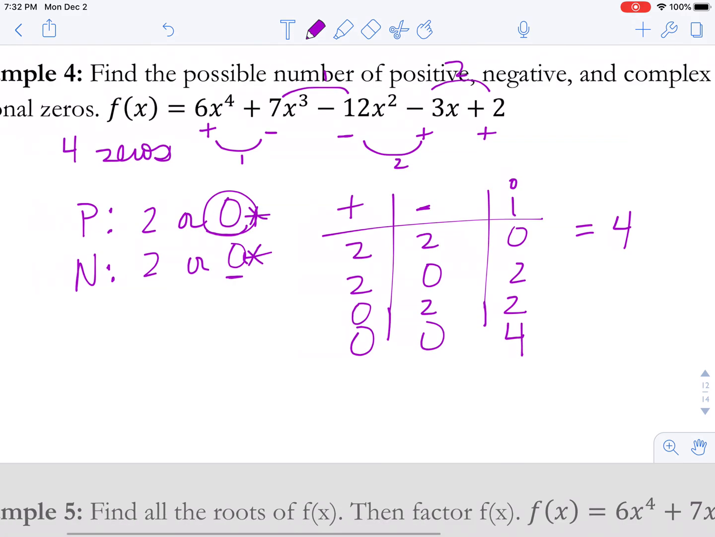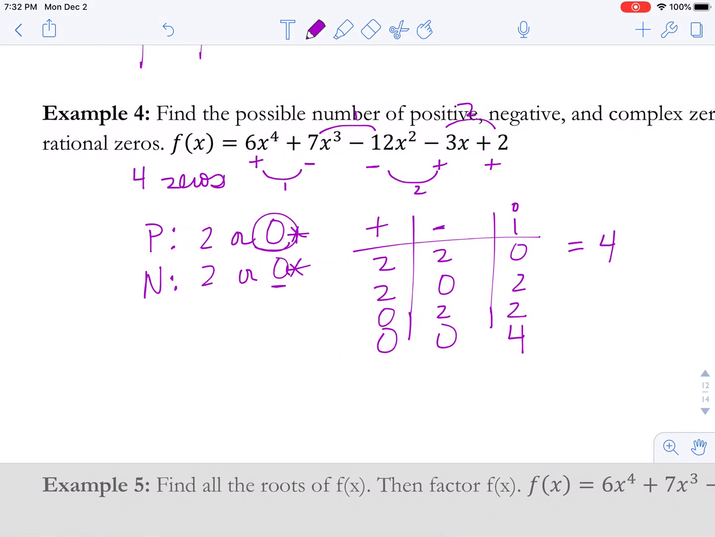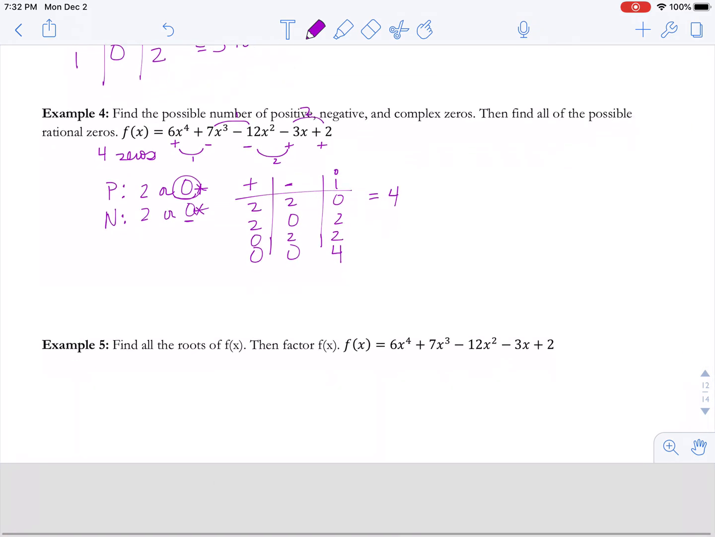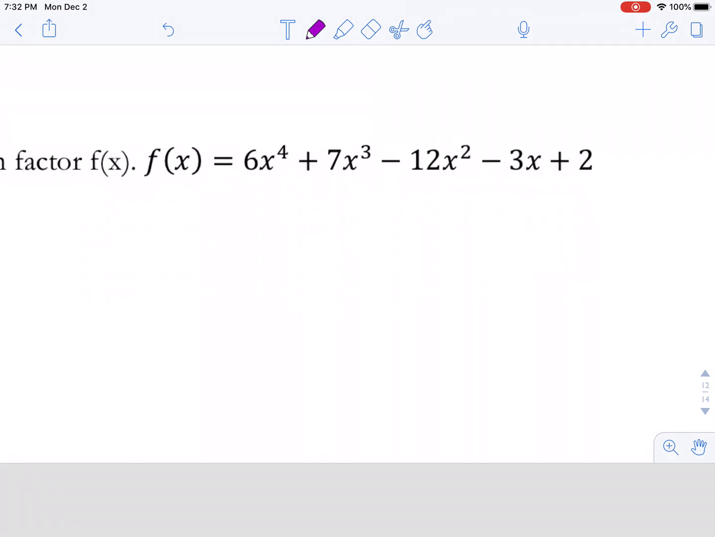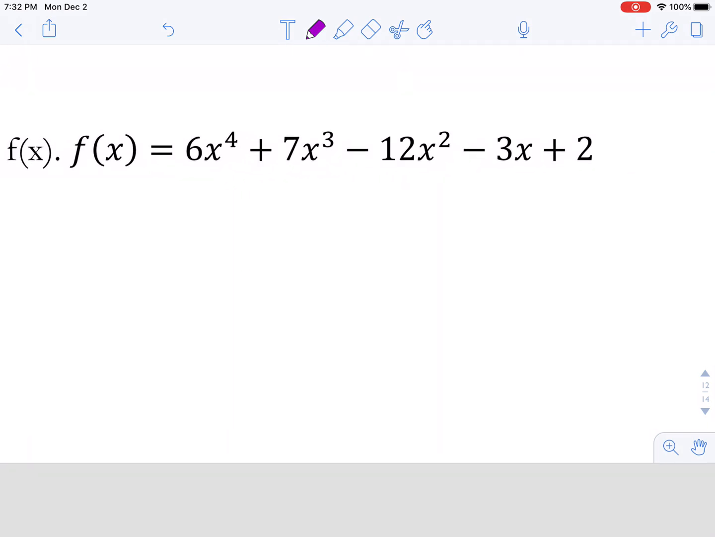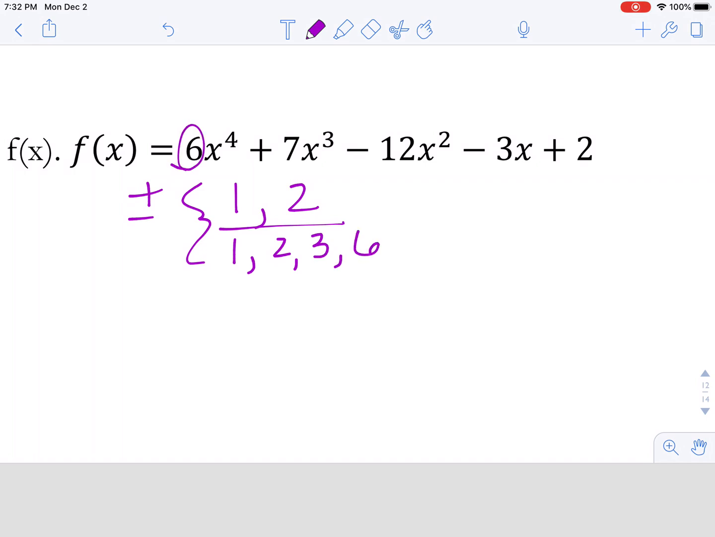Okay. I know I'm going fast, but again, stop the video if you need to. The very last example says find all of the roots and then factor. There's several different ways that you could do this, but if we think about using the rational zeros approach, we would have plus or minus 1, 2, because we have factors of 2, over 1, 2, 3, or 6, factors of 6.